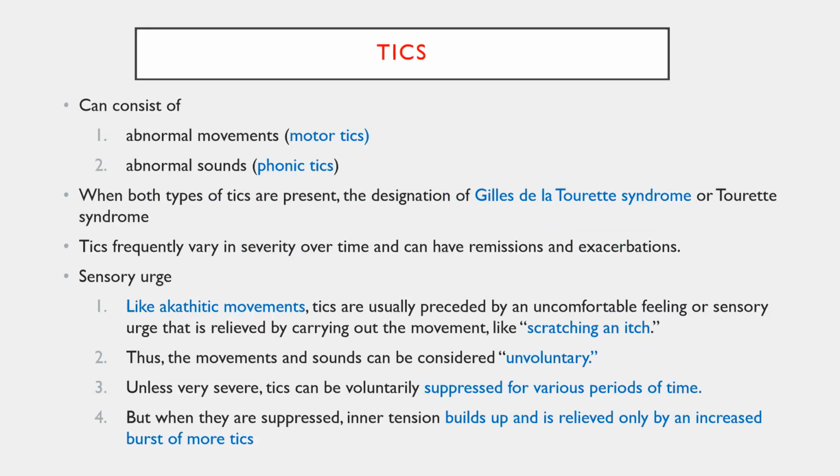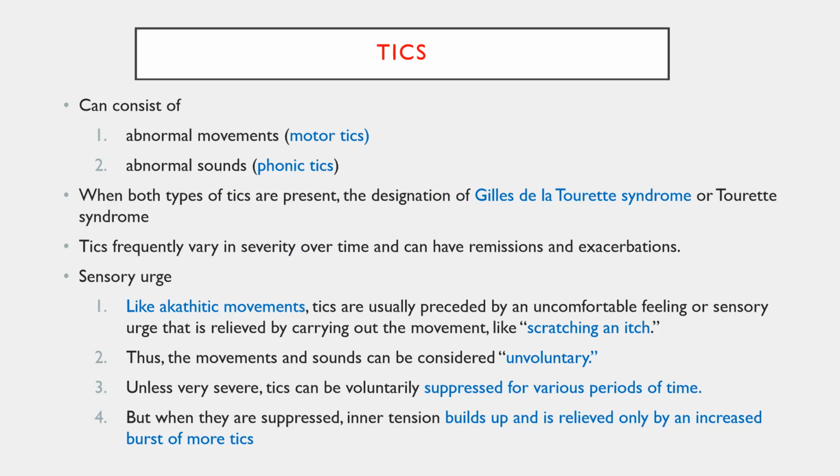Coming to tics, these are abnormal movements. You can classify tics as motor tics and phonic tics, most commonly seen in Gilles de la Tourette syndrome. The patient most commonly has sensory urge and suppressibility features. Like akathetic movement, tics are usually preceded by an uncomfortable feeling or sensory urge to move, like scratching an itch. These movements are better called involuntary rather than voluntary or involuntary, which is a mixed term. Sometimes the patient seems voluntary and sometimes involuntary, so the better terminology for tics is involuntary.